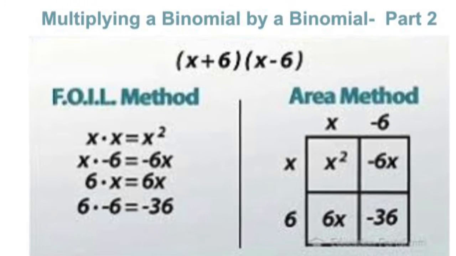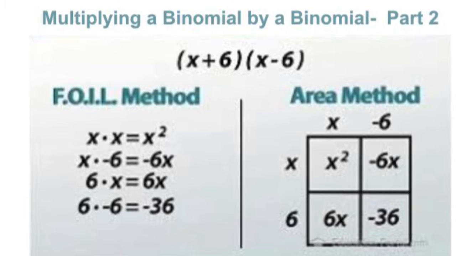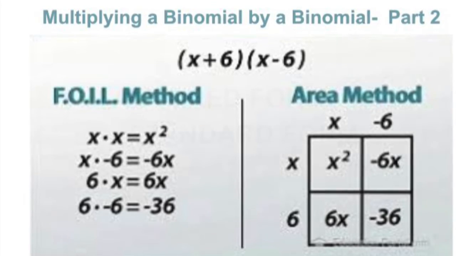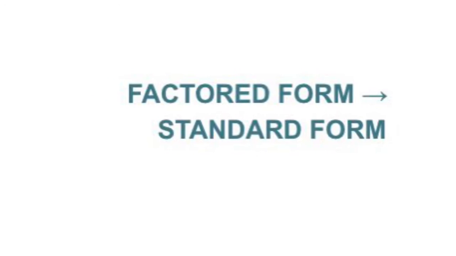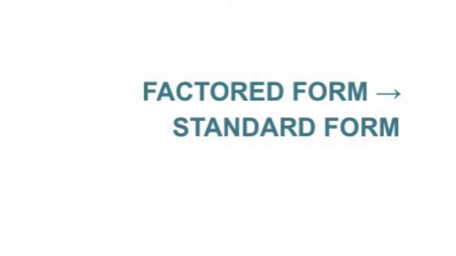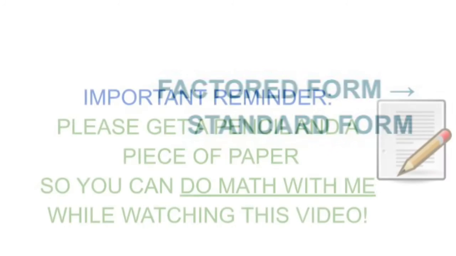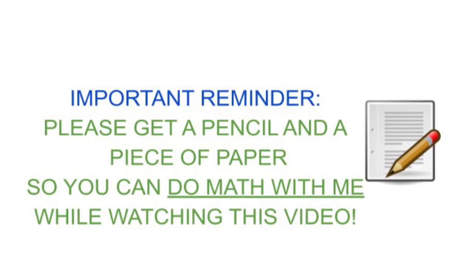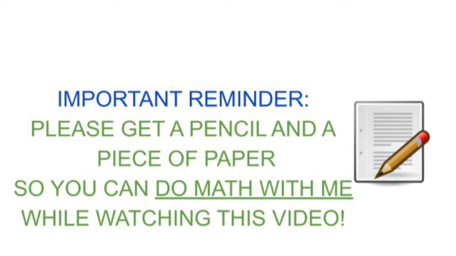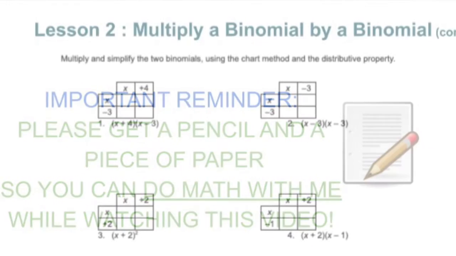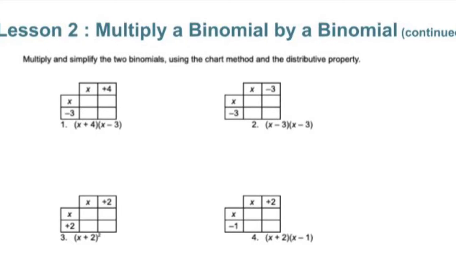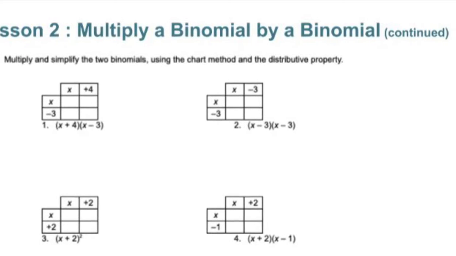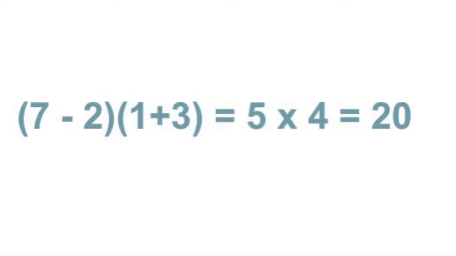So I want to remind you that when we're multiplying a binomial by a binomial, x plus 6 times x minus 6, the purpose of that is to take an equation from factored form and change it to standard form. So before we go any further, can you make sure that you get a pencil and a piece of paper so that you can do math with me while we're working? We're going to eventually look at page 3 of assignment number 4. But before we do that, let's go to an easier question.